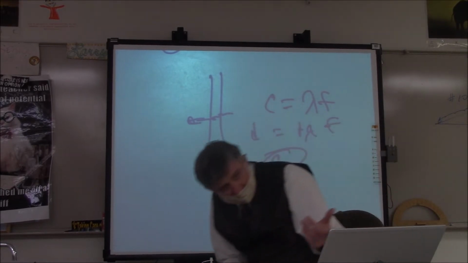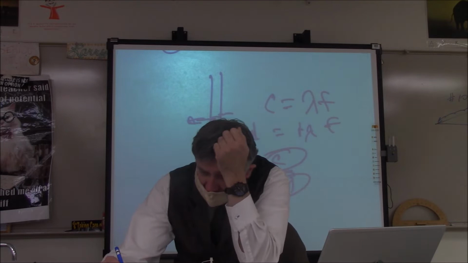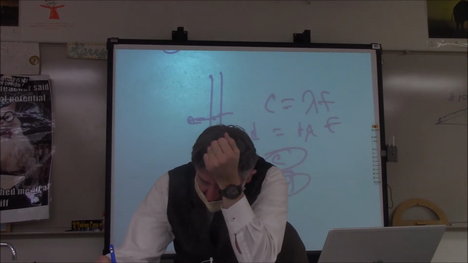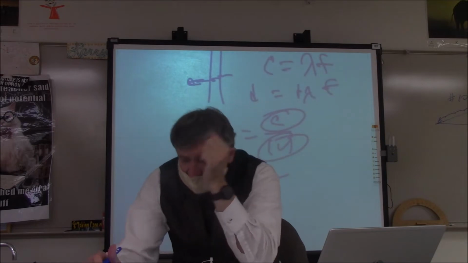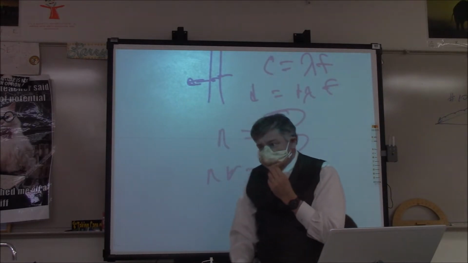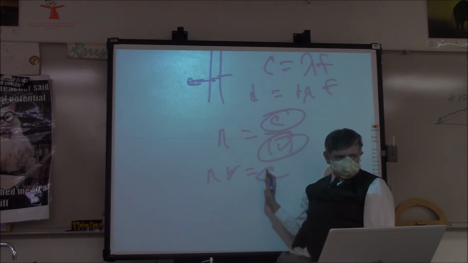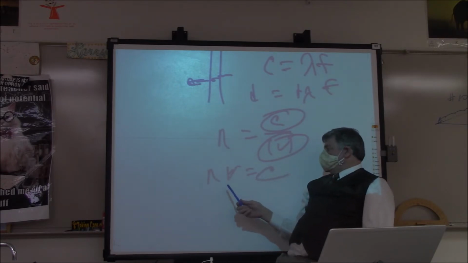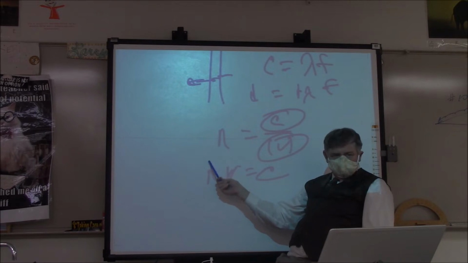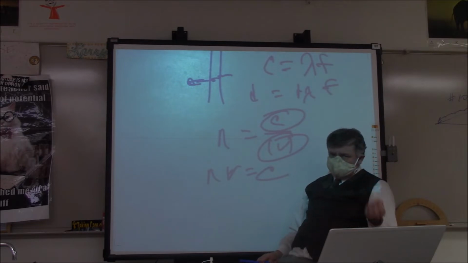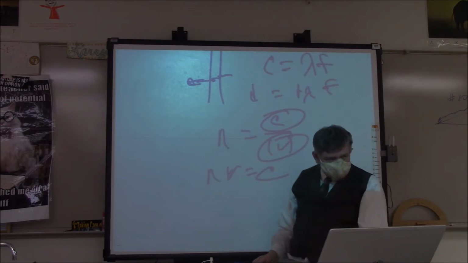Or some people like to think of it this way: they take n times the velocity to get the speed of light. This also shows us an inverse relationship, because these two numbers multiplied together always have to equal the speed of light. So as n becomes bigger, your velocity becomes smaller. And again, all you're doing is changing the wavelength, you're not changing the frequency.